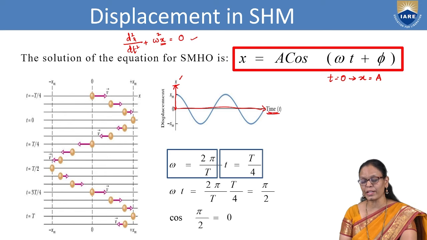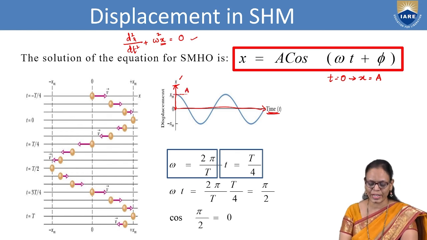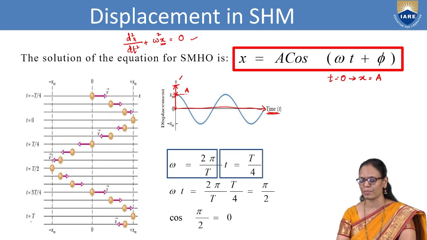Now at different intervals of time, where is the particle or the object we are going to trace? At time t is equal to 0, the displacement is a. It is maximum. I can say this is the maximum displacement it can have. So it is here at t is equal to 0.